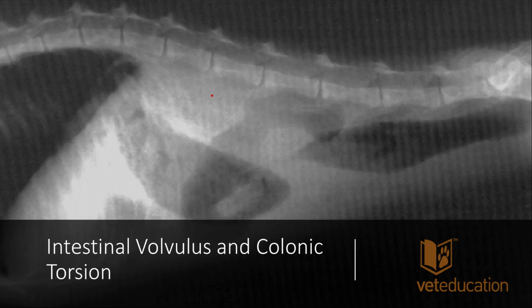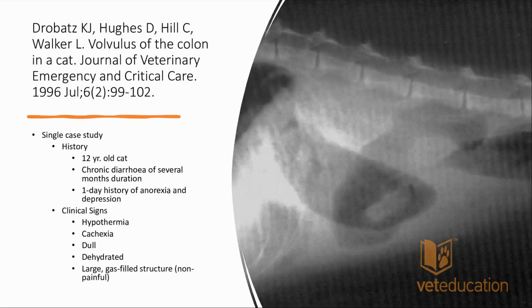There's another twisty sort of bowel condition, intestinal volvulus and colonic torsion. Let's have a look at this. There was a single case study, a 12-year-old cat who had chronic diarrhea of several months duration, with a one-day history of anorexia and depression. So diarrhea, and all of a sudden, anorexia and depression. That could be a sign of a disastrous disease in a cat, or it could be a sign that the cat is just not feeling all that well today and has nothing wrong with it.